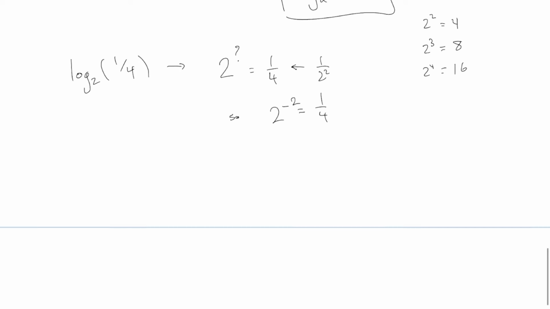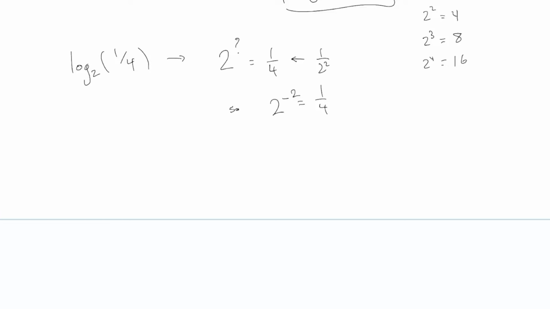And so the answer to this one is negative 2. Log base 2 of 1/4 is negative 2. All right. So you can get a negative answer when you're doing a logarithm. The answer can be negative.